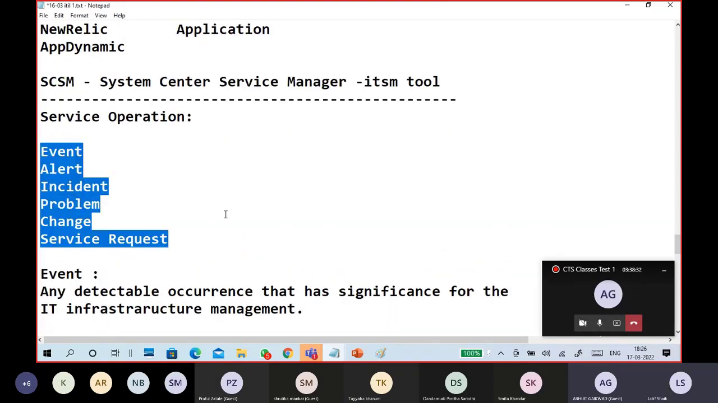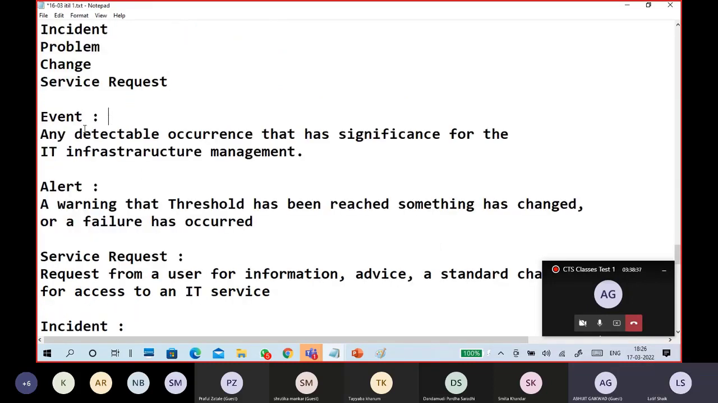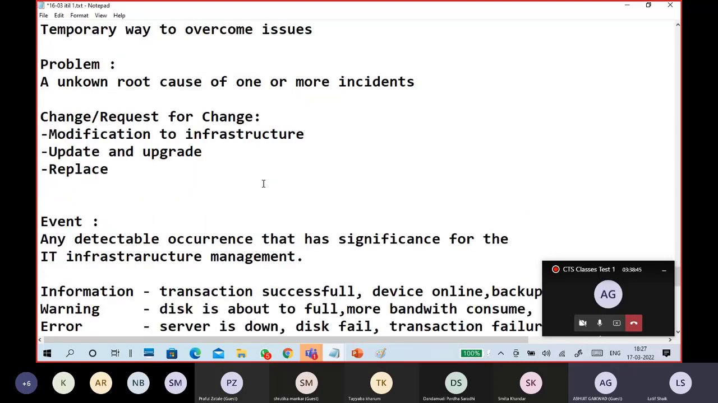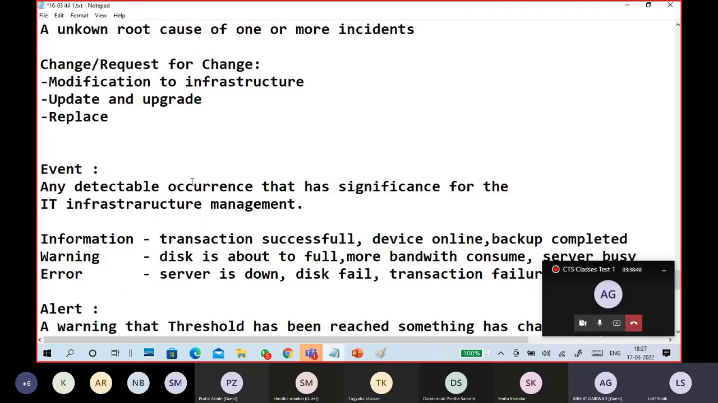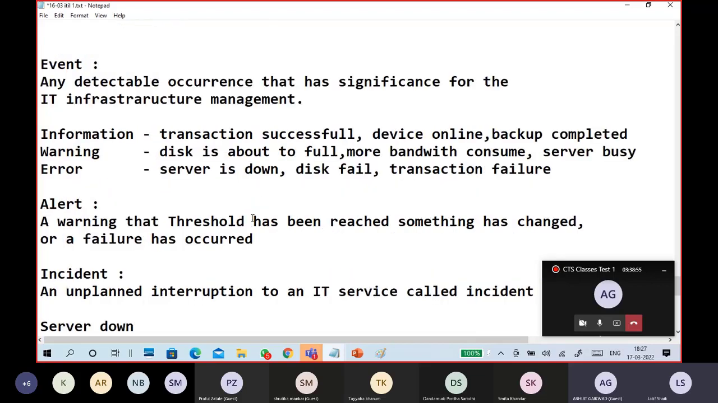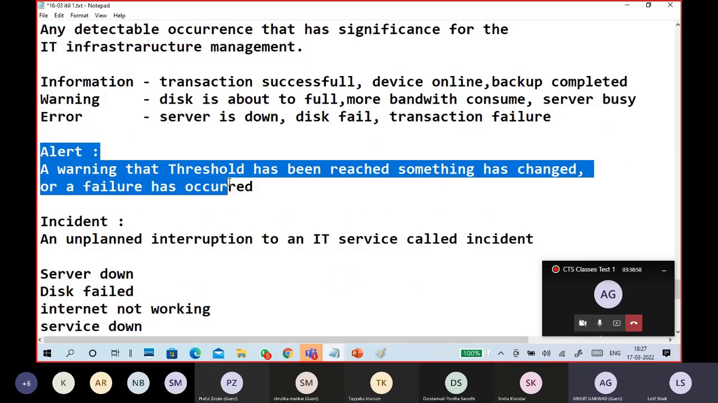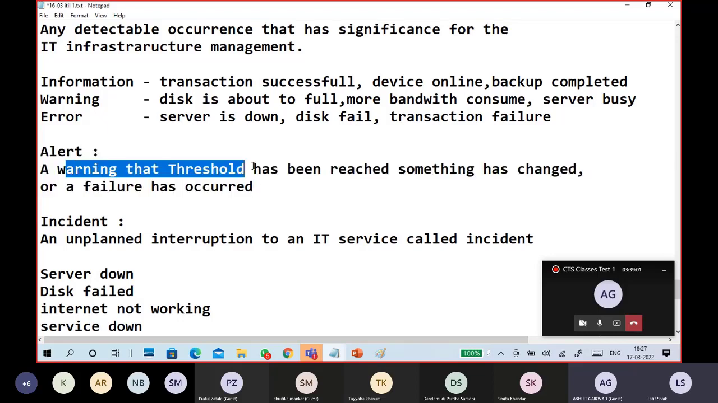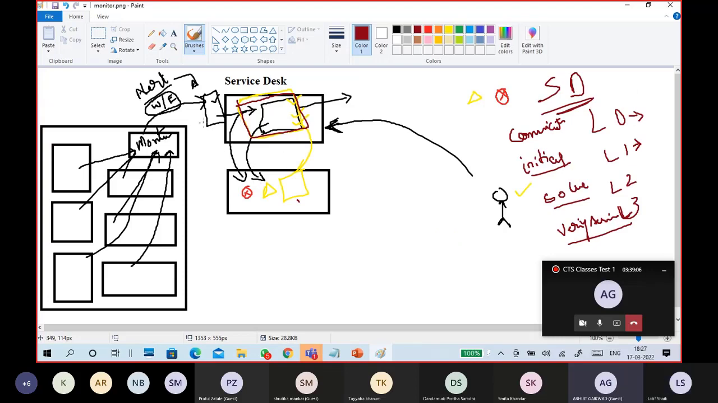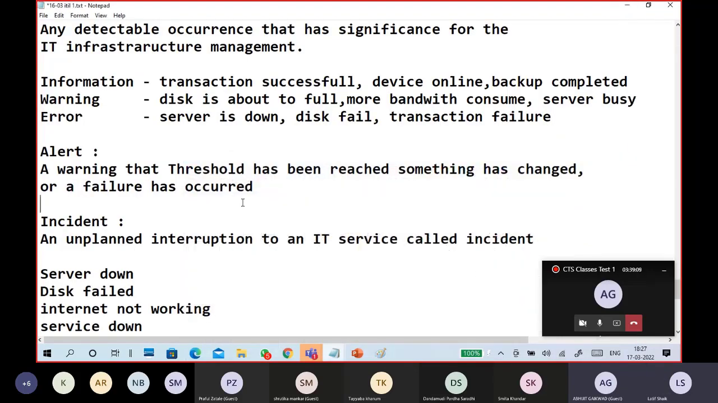Guys, look at these terminologies: event, alert, incident, problem, change, service request. What is an event? Any detectable occurrence that has significance for infrastructure management. It means a disk is damaged, or a disk is full, or a transaction failure. That is called an event. When an event occurs, based on its seriousness, alerts are generated, so you have to respond immediately based on the alert.